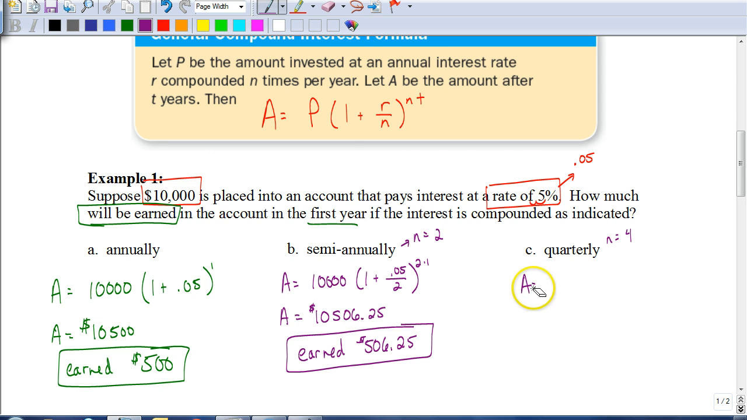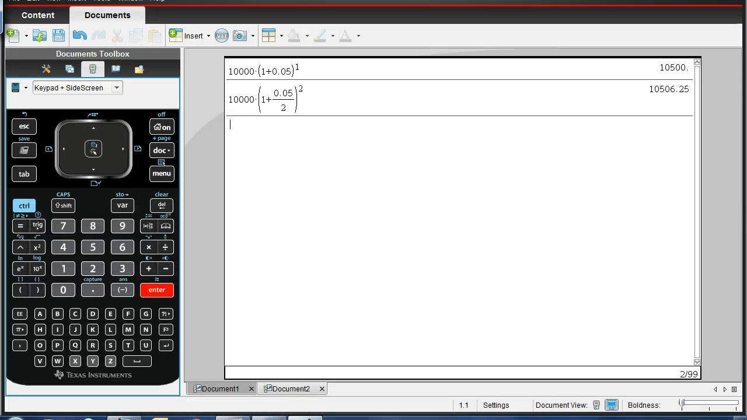So again, let me do a different color. We're dealing with the same amount, still $10,000, still with the same interest rate, still 0.05. This time it's being compounded 4 times, so quarterly, 4 times throughout the year. Okay, this is what I was referring to earlier. I don't want to have to retype this again. So the only thing that's changing is my exponent. This time it's going to be 4. And my denominator is going to be 4 as well.